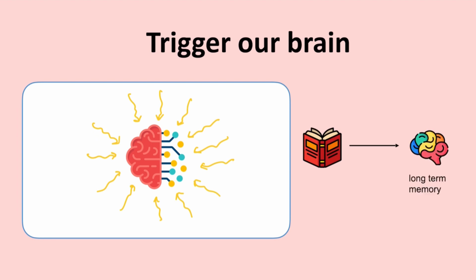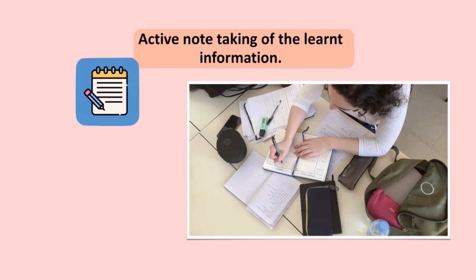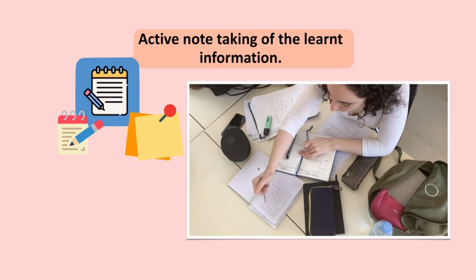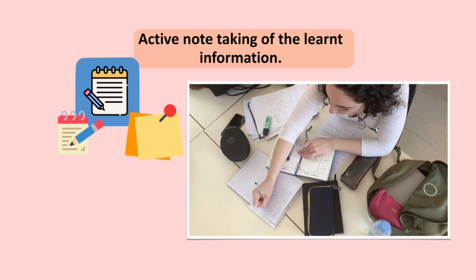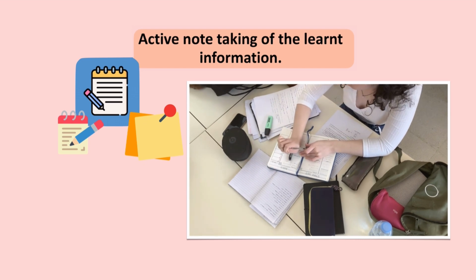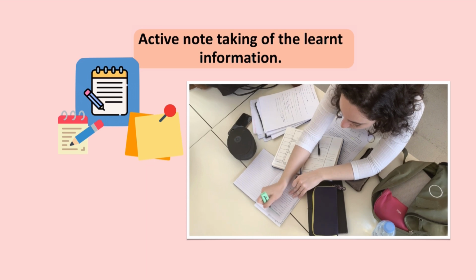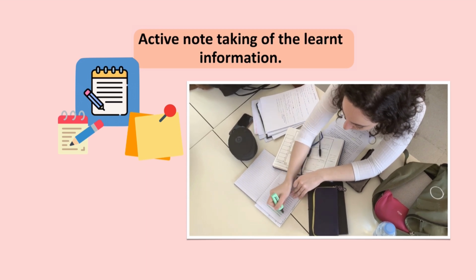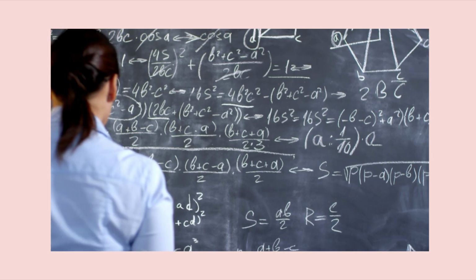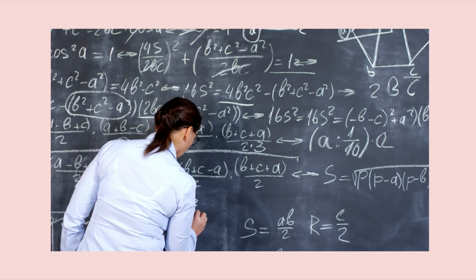The fourth step is active note-taking of the learned information. Let's get to know how to take active notes. To take active notes, we need to non-linearize our note-taking method. Try not to take linear notes and make your own mind maps and add diagrams as per your need. Also try adding examples in each case as doing this helps us to understand the concept in a better manner.